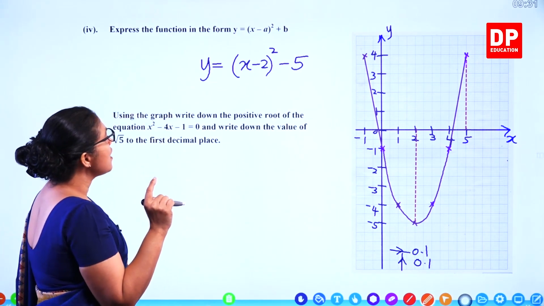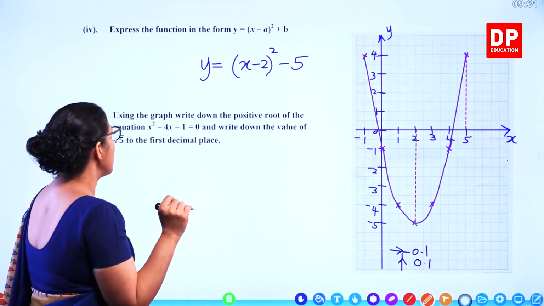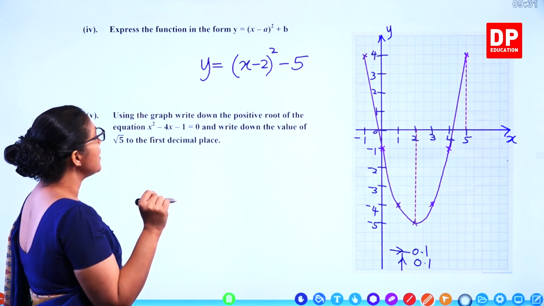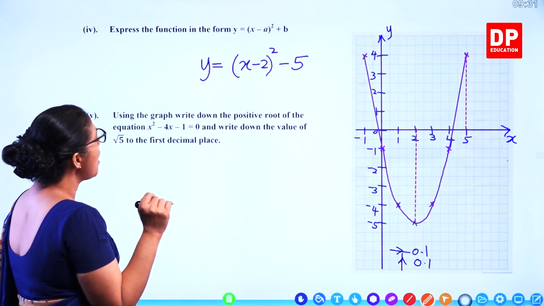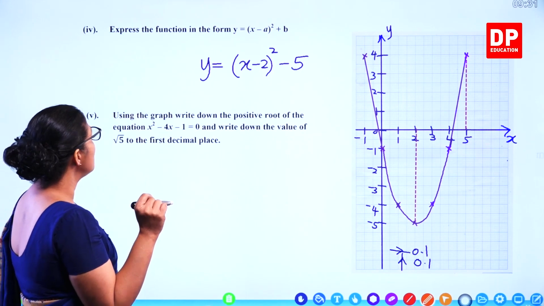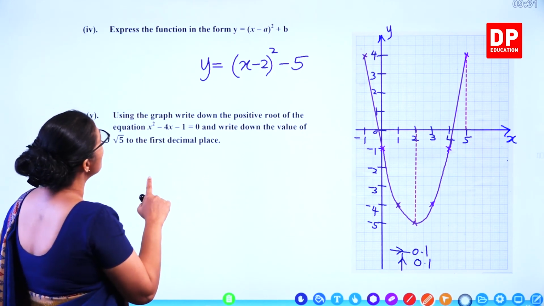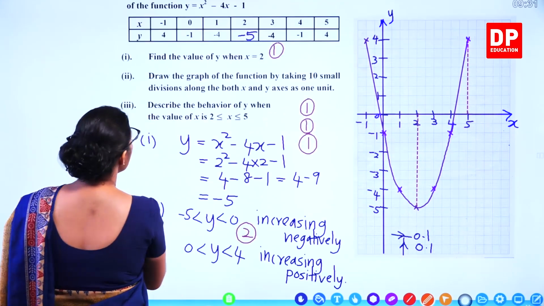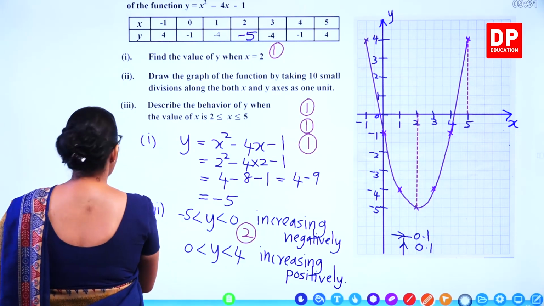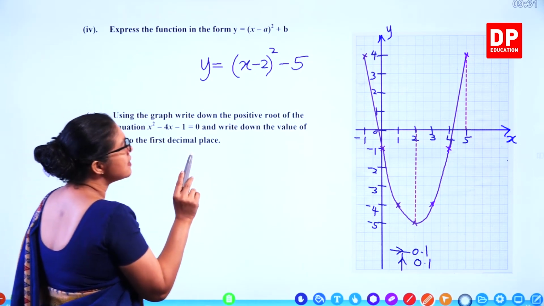Using the graph, write down the positive root of the equation x squared minus 4x minus 1 equals 0 and write down the value of root 5 to the first decimal place. So this is the graph of x squared minus 4x minus 1. So write down the positive root value.